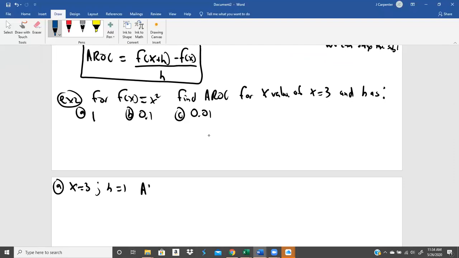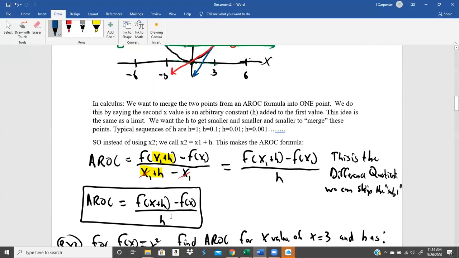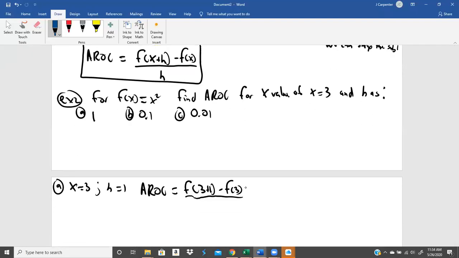So our average rate of change is f of 3 plus 1 minus f of 3 all over just h. Remember, the bottom is not x2 minus x1 because we did that little quick substitution and it changed the bottom's format. And this is really, really popular. You're going to see this. You need to memorize this now and for the rest of the semester because it's going to be a common theme in chapter 2. So the bottom is just the h, which we said is 1.